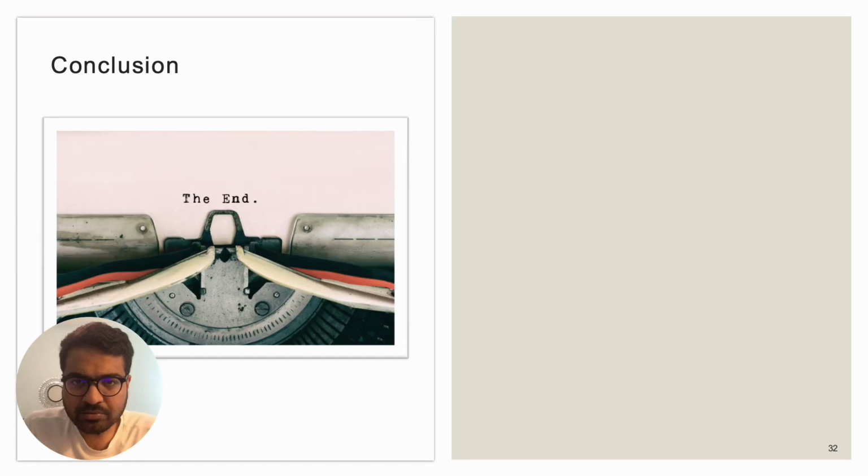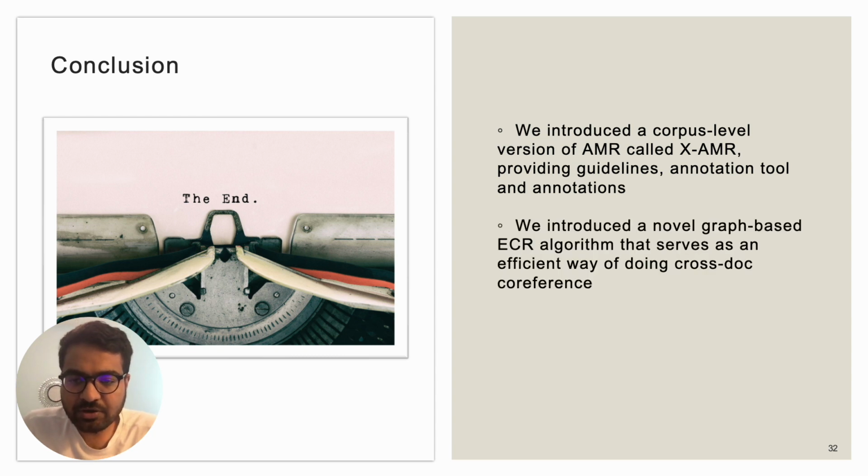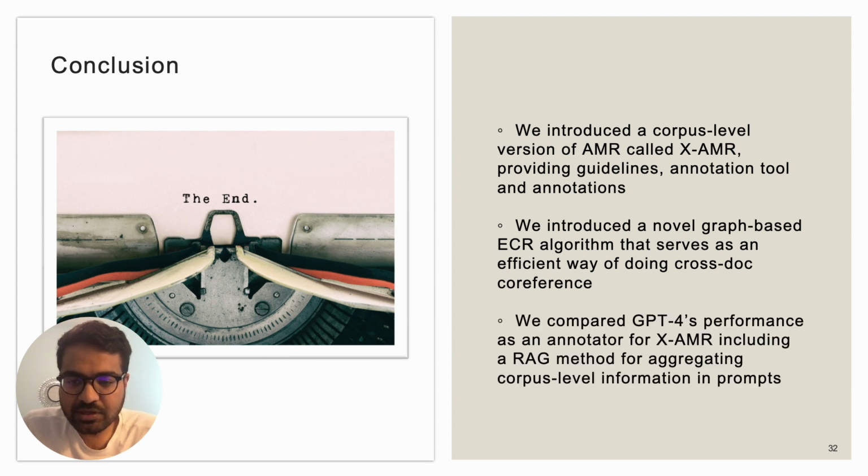To conclude, we introduced a corpus level version of AMR called X-AMR, providing the annotation guidelines, the annotation tool, and the annotations by humans. We introduced a novel graph-based ECR algorithm that serves as an efficient, linear way of doing cross-document coreference resolution. We compared GPT's performance as an annotator for the X-AMR, including a retrieval augmented generation method for aggregating corpus level information in the generation process.